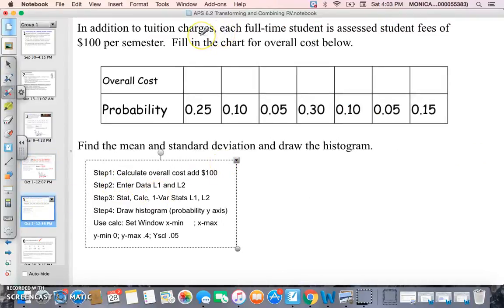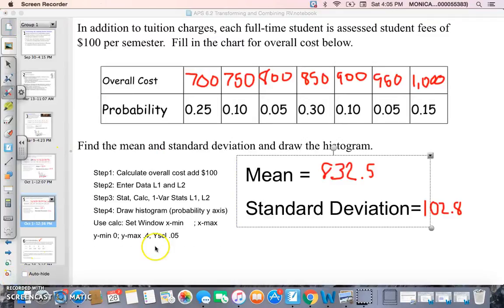In this case, you're going to be multiplying each of these by 50 plus adding on a student fee of $100. So this, instead of 600, is now going to be 700, 750. Go ahead and fill in the rest of the table with the data. Okay, and so once I've filled in my table, I calculated my mean and standard deviation by entering the data into a list, hitting stat, calculate, 1-Var Stats L1, L2, and I found out that my mean also increased by 100.